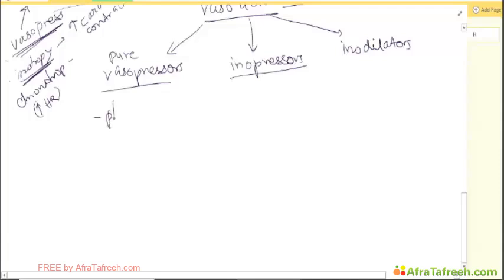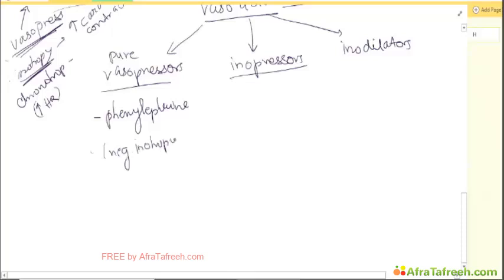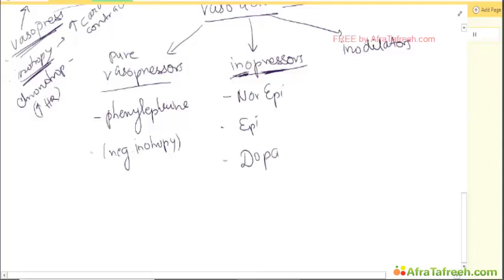Pure vasopressors include phenylephrine, a pure alpha agonist, which causes a pure vasopressor effect, and some aspect of reflex negative inotropy. Okay, inopressors are the ones which have both inotropy and pressor effect. These include norepinephrine, epinephrine, dopamine. Inodilators have an inotropic effect but cause vasodilatation, usually because of reflex.